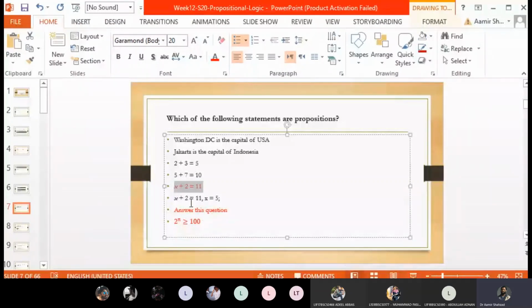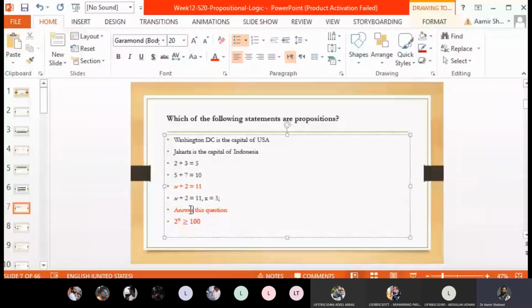हाँ, अगर हमें x की वैल्यू given हो, for example, अगली स्टेटमेंट में x is equal to 5, x plus 2 is equal to 11, and x is equal to 5. Now we can say that x की वैल्यू 5 है, so this is 5 plus 2 is equal to 11, which is false. So this is a false proposition. So अगर x की वैल्यू given नहीं है, we cannot say it's true or false. लेकिन अगर x की वैल्यू given है, then we can say true or false. फिर ये proposition बन जाएगी.